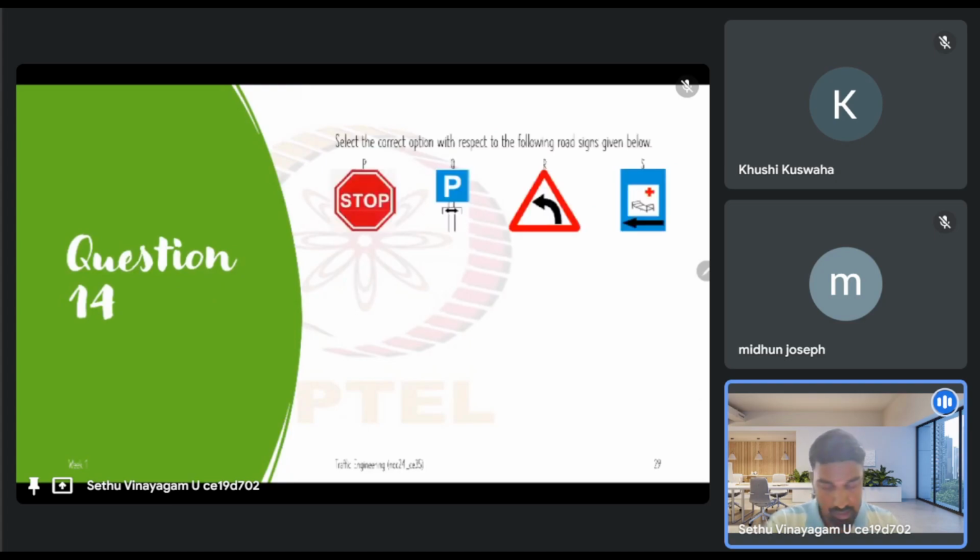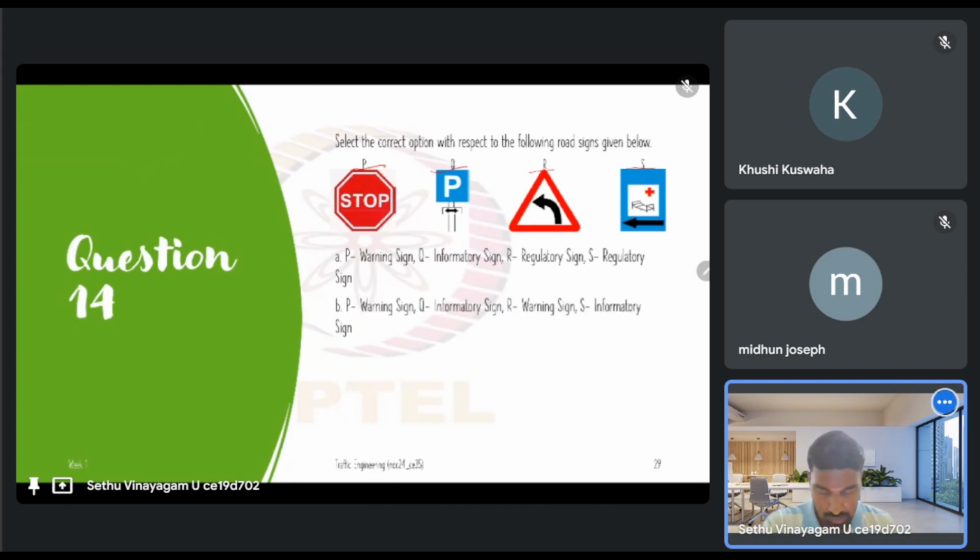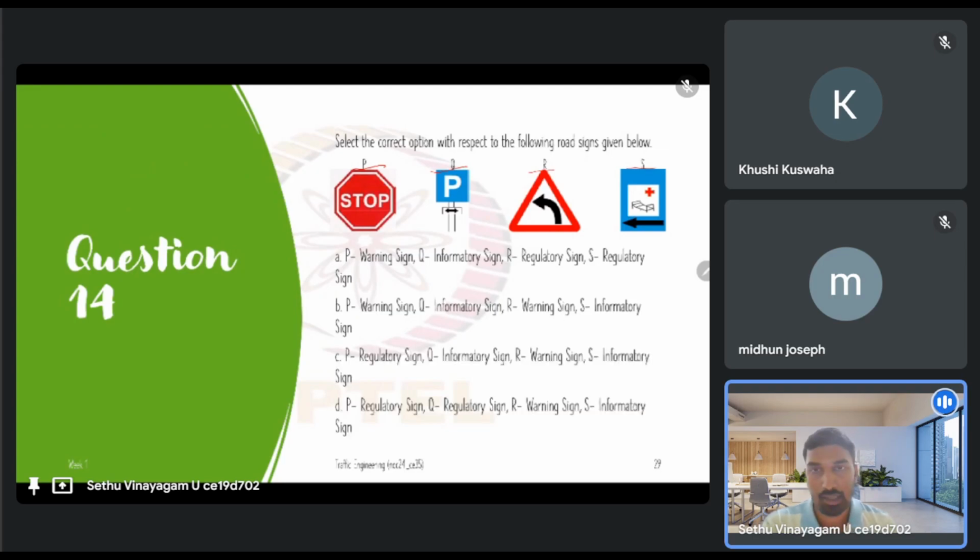Okay, question number 14, with respect to road signs. We have to choose the correct option. We have four signs, marked as P, Q, R, and S. Option A is: P is a warning sign, Q is informatory, R is regulatory, and S is also regulatory. Like that, we have four matchings given, and we have to pick the correct matching.